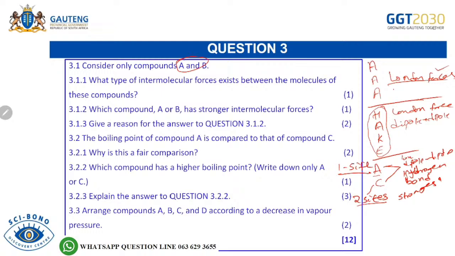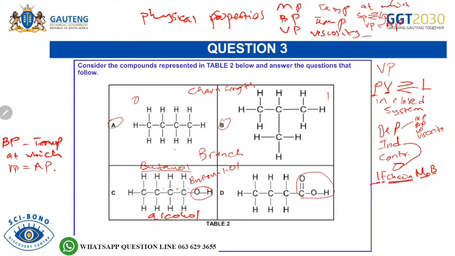Which compound, A or B? Now check the question. You simply have to say A or B. You don't have to explain. You just have to choose. Which one between A and B has a stronger intermolecular force? So you go to the structure and say, this one is branched. This one has the longest carbon chain. You can see that for the parent chain, this one has 0 branch, this one has 1 branch.